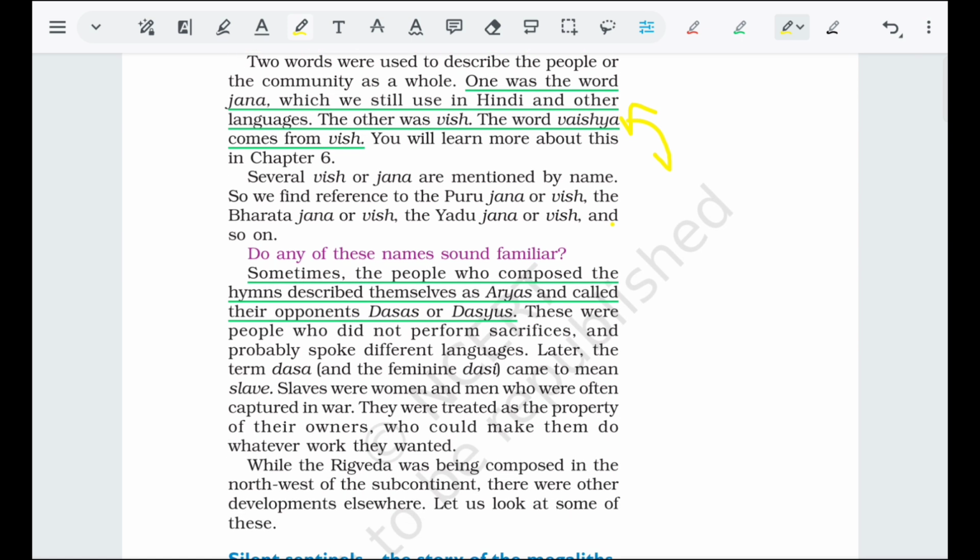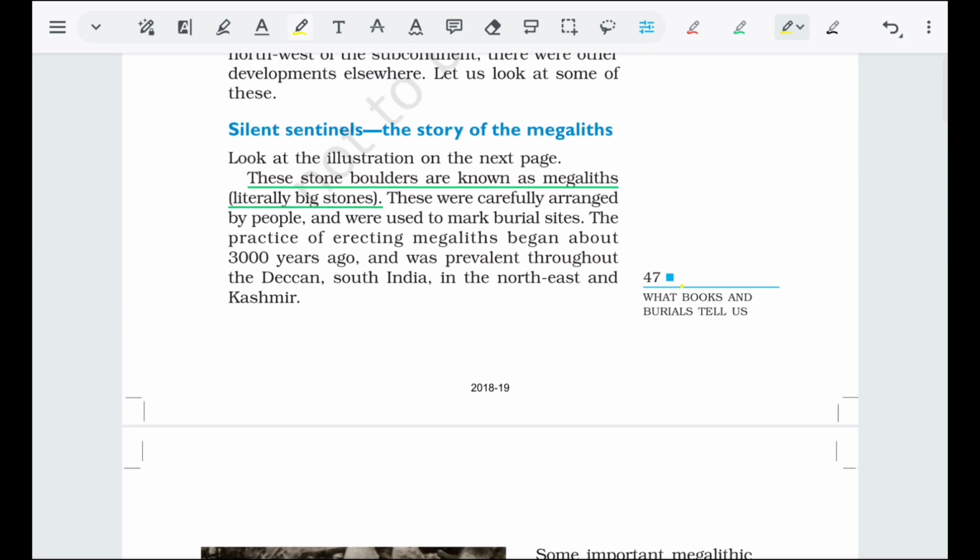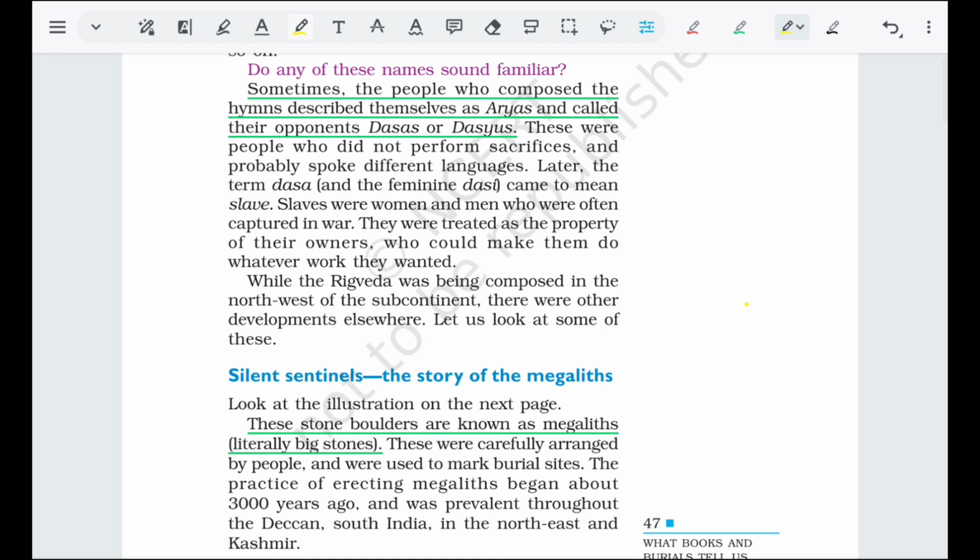Sometimes the people who composed the hymns described themselves as Aryas and called their opponents Dasas or Dasyus. So the concept of Aryas refers to superiority. They referred to themselves as Aryas and others as Dasas or servants. Dasas and Dasyus were the servants who were captured in wartime. If a war happened between two groups, the prisoners from the defeated side were known as Dasyus or Dasas.